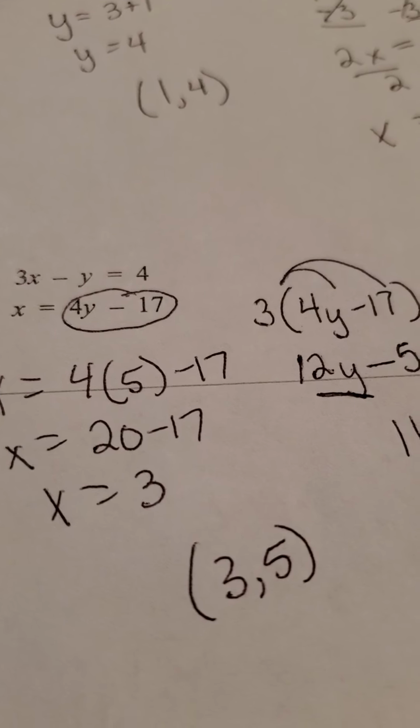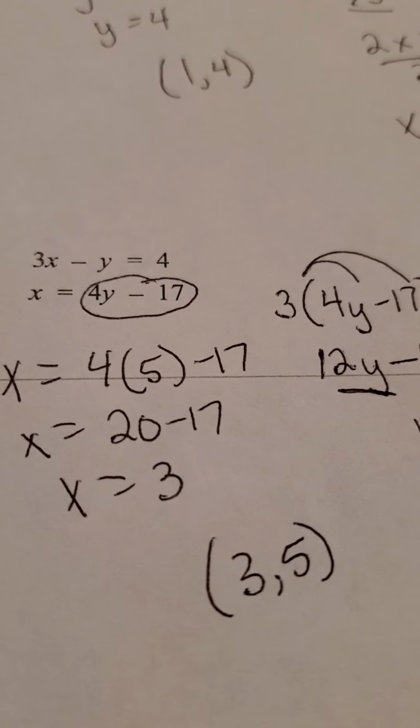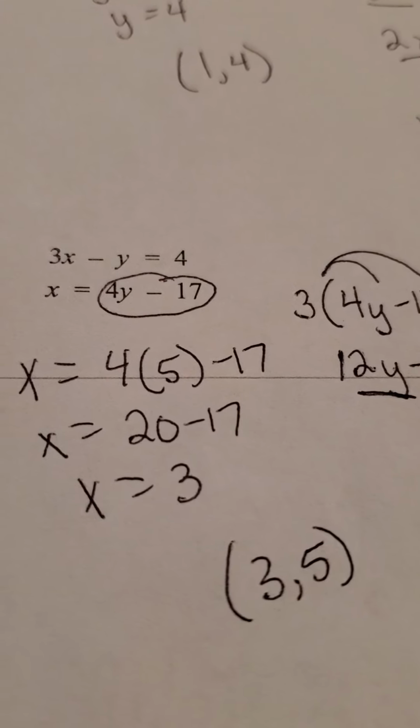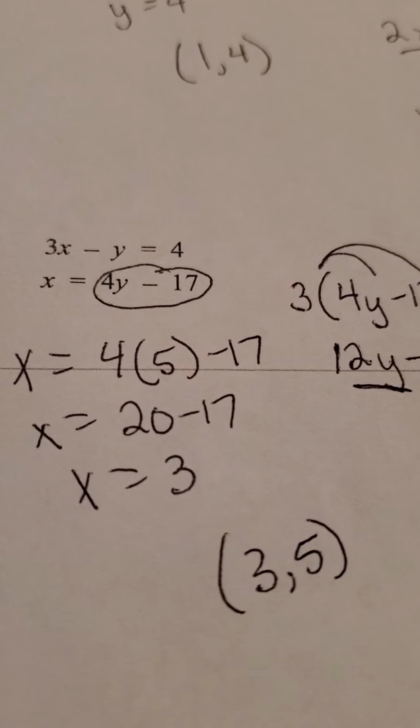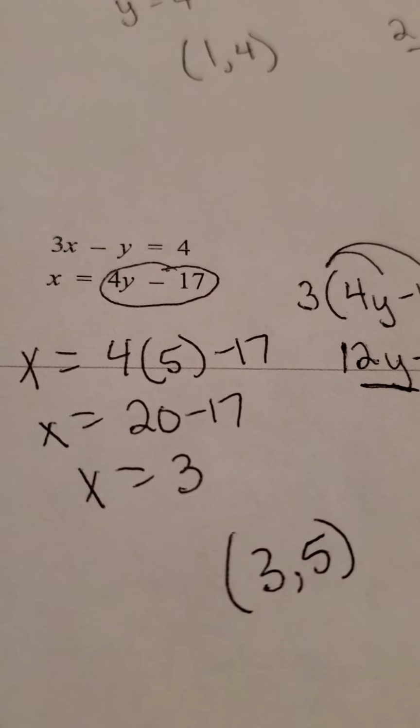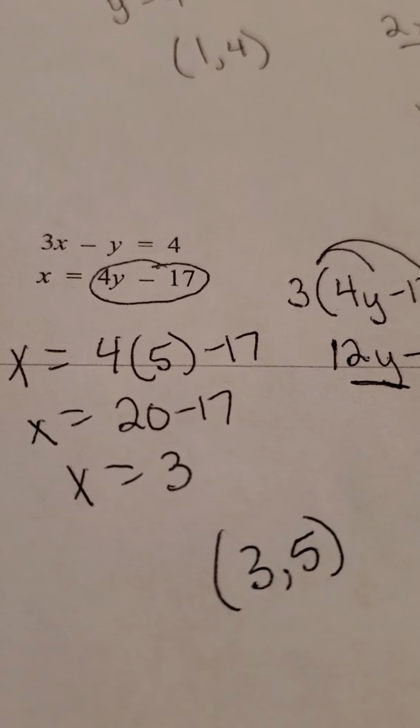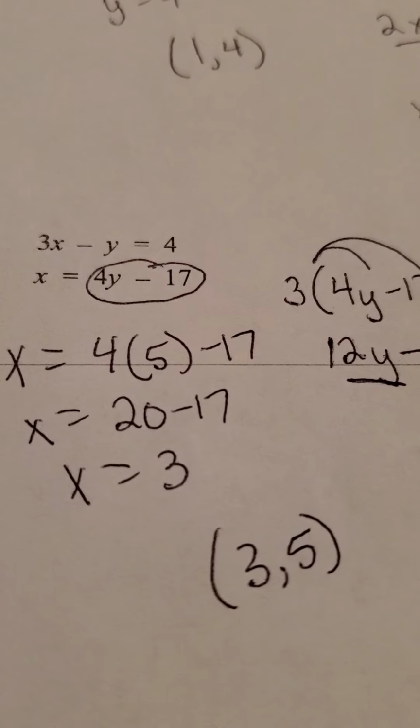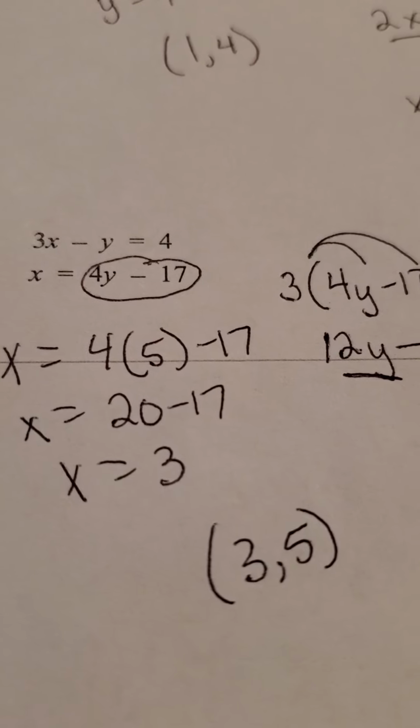Okay, so if I put in 3 for x, 3 times 3 is 9, 9 minus 5 is 4, that works. 4 times 5 is 20, 20 minus 17 is 3, so that one works. So my solution, or the parts that work, are 3 comma 5 for this one.